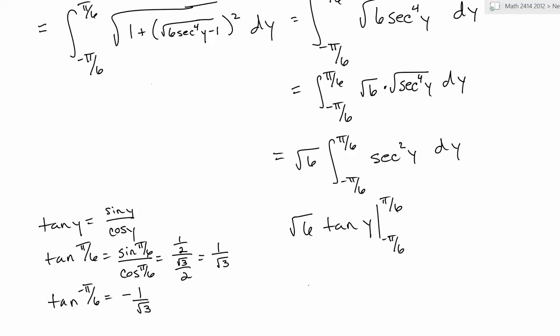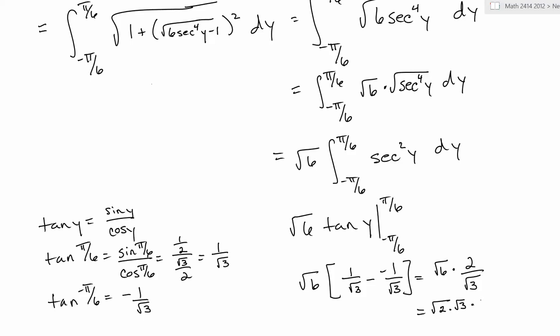And so this is the square root of 6 times the tangent of pi over 6, which is 1 over the square root of 3, minus negative 1 over the square root of 3. So this is the square root of 6 times 2 over the square root of 3. That's kind of weird, but you can clean up the square root of 6. You can think of that as the square root of 2 times the square root of 3, times 2 divided by the square root of 3. Then your square roots of 3 cancel, and you get 2 times the square root of 2. So that's how you get to that answer on this one.